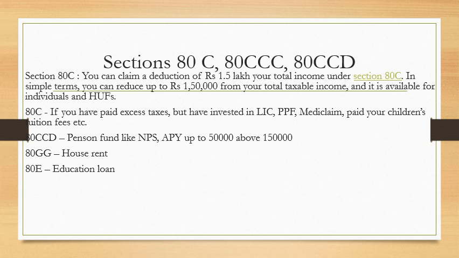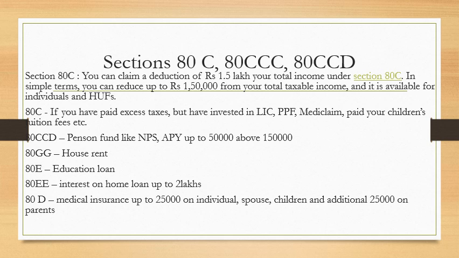Under 80E, education loan, individual education loan as well as children's education loan, I can claim the tax rebate. 80EE, interest on the home loan paid up to 2 lakhs, that I could have claimed, but under the new tax regime it is gone. 80D, medical insurance up to 25,000 on individual, the spouse, and children, and an additional 25,000 on our aged parents. So up to 50,000 I can get the tax rebate.